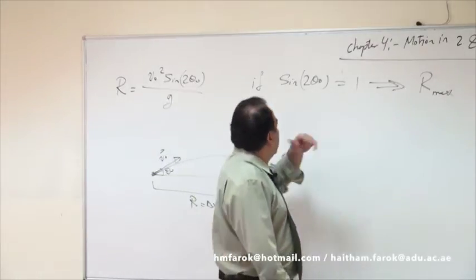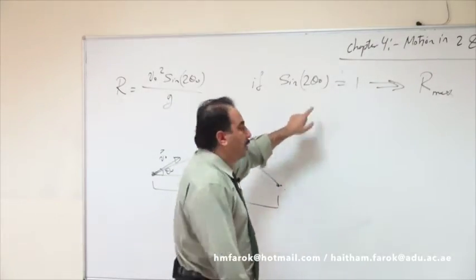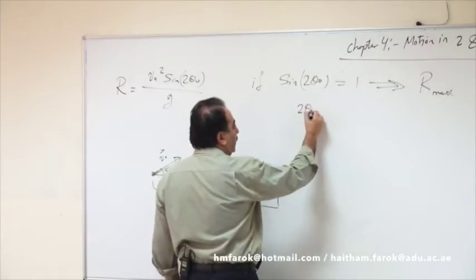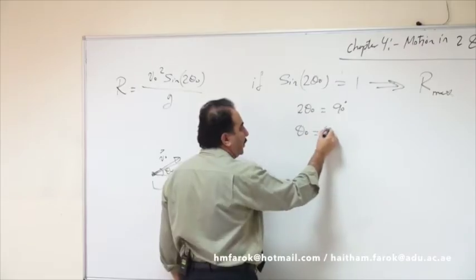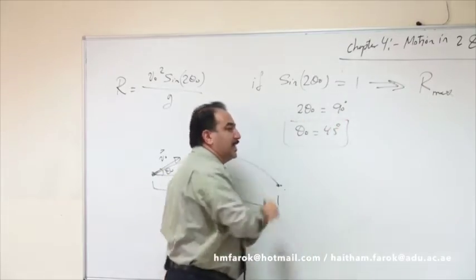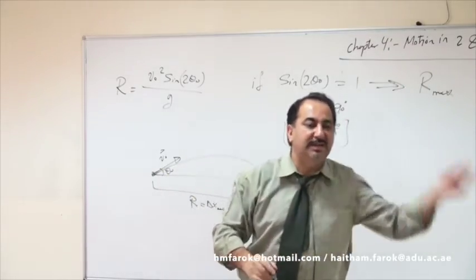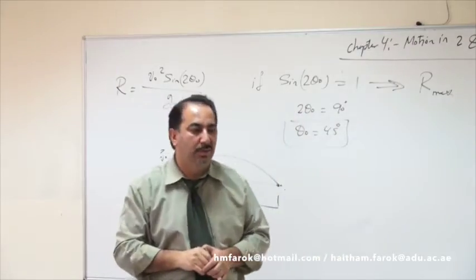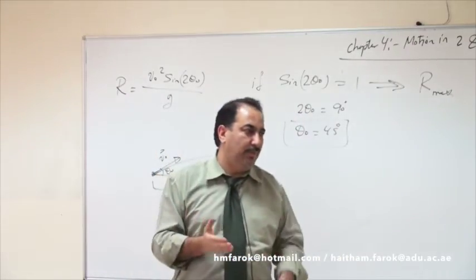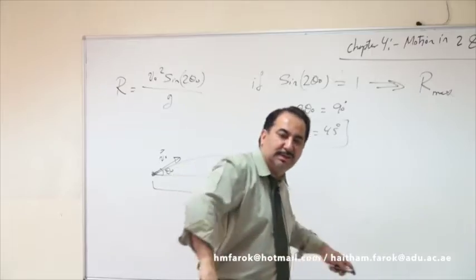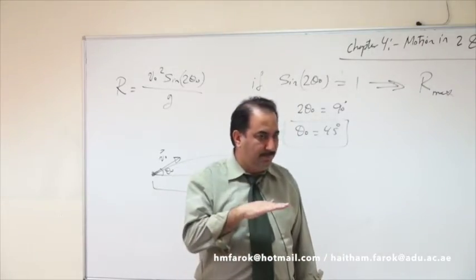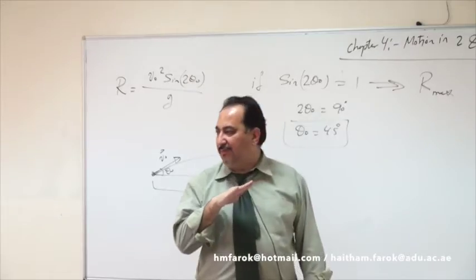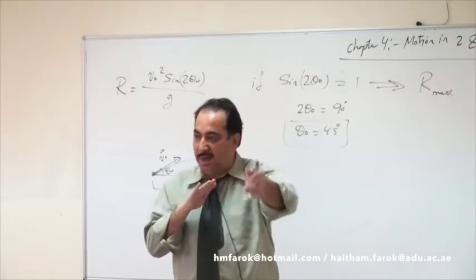Okay? Now when this is equal to 1, how much is 2 theta naught? 90 degrees. So what is theta naught? What is the best angle to have a maximized range? Now this is something you have to know. Whenever you want to maximize, if you want to throw something and it's not reaching the target, what should you do? Angle it at 45 to increase the range.